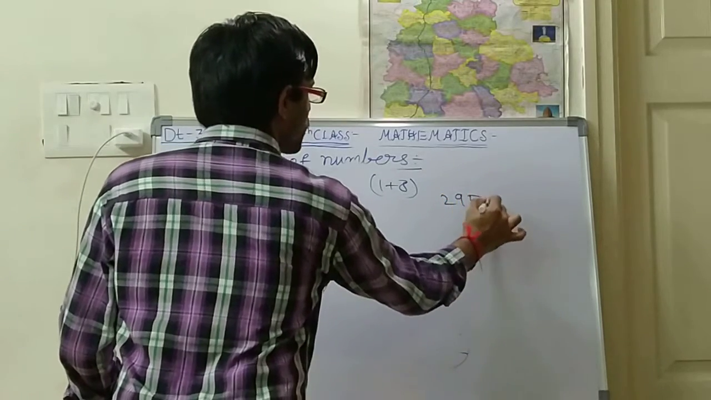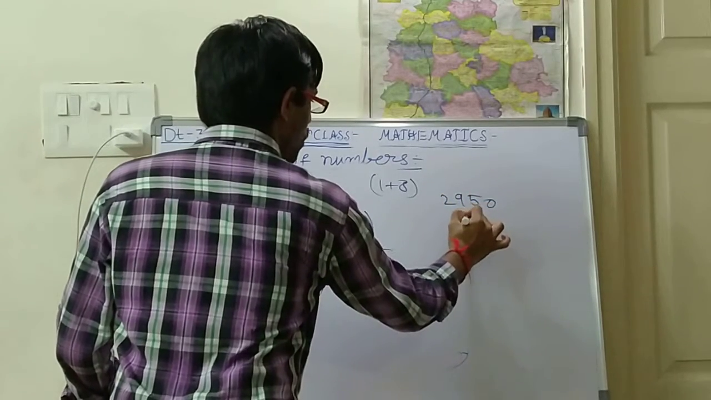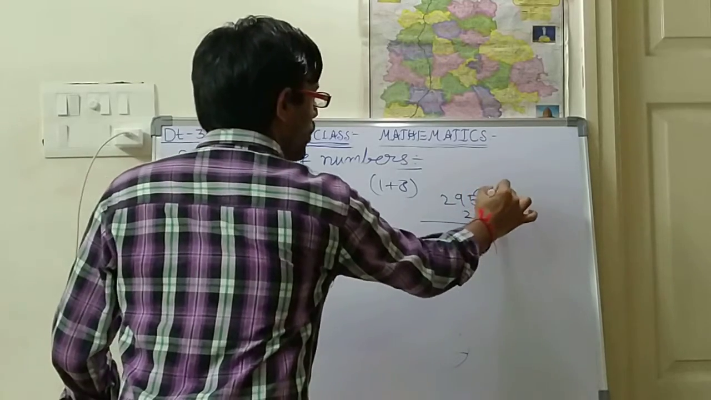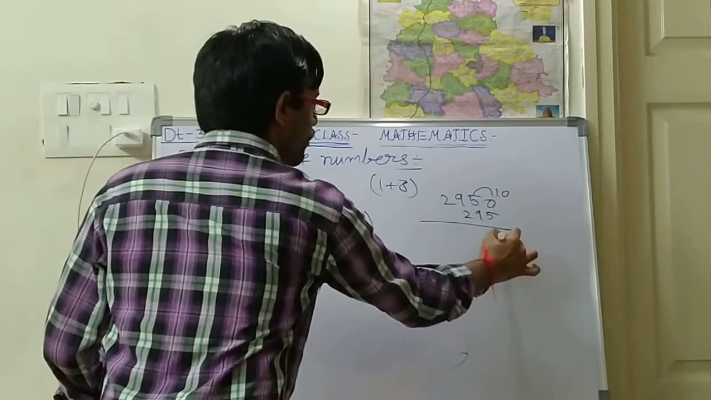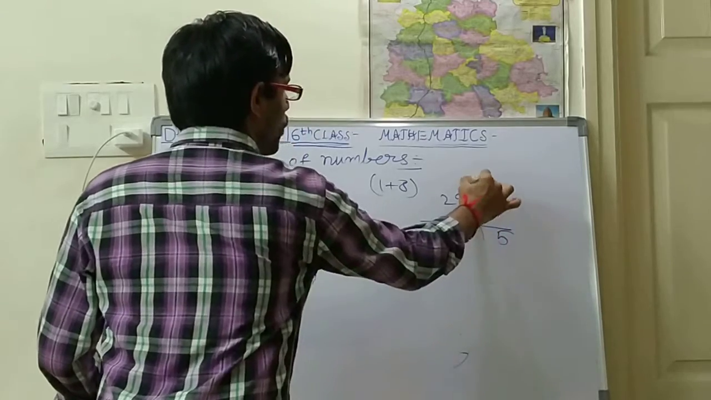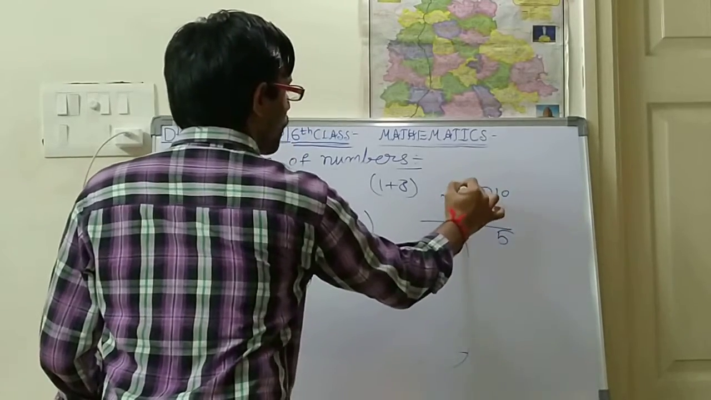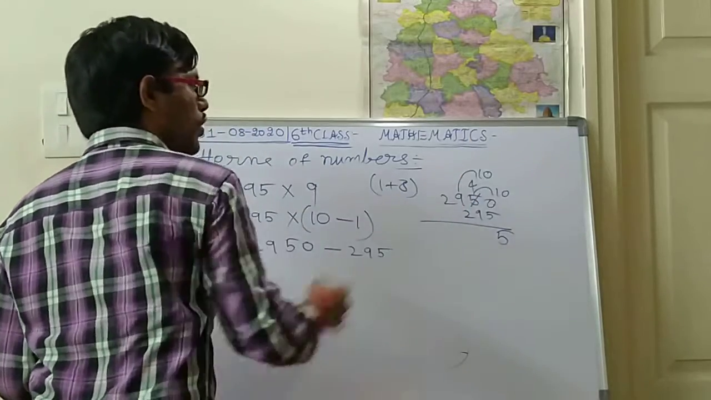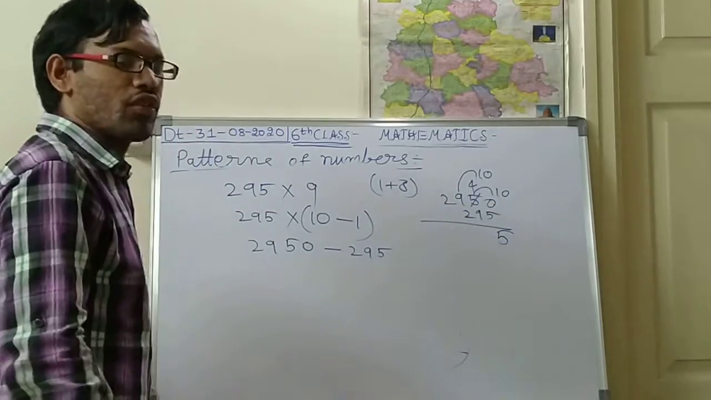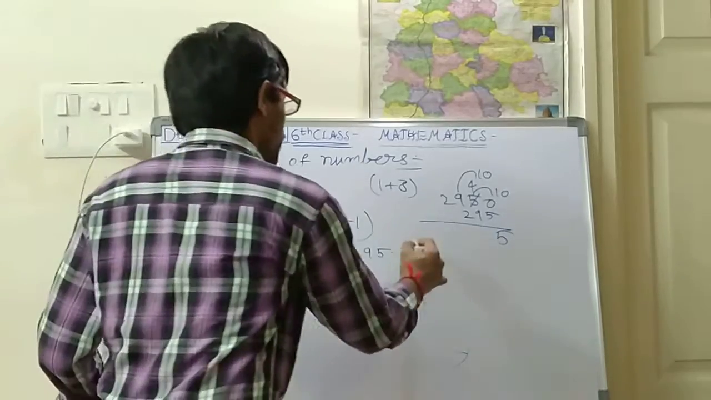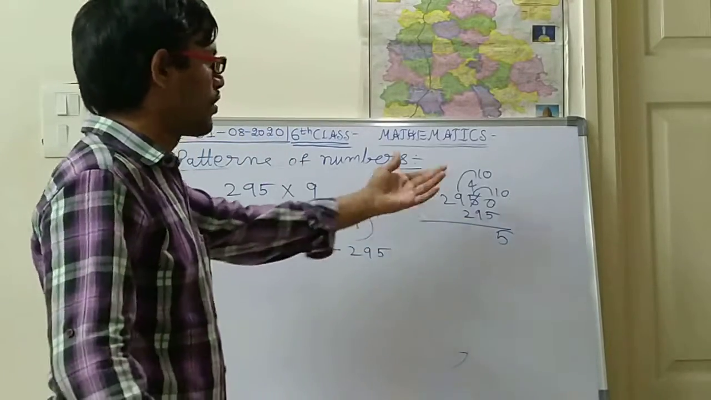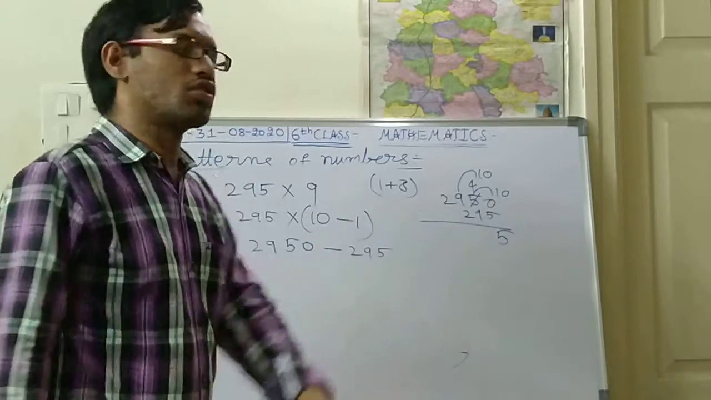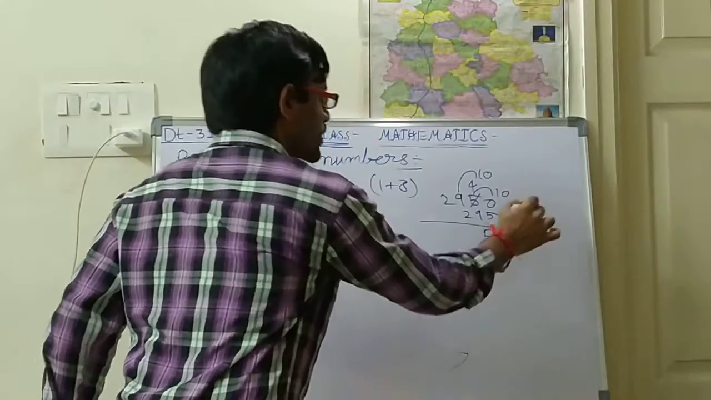You can do it like this. 2950 minus 295: from 0 you can't remove 5, so borrow, 10 minus 5 is 5. Next 4: you can't remove from 4, so again borrow, 10 plus 4 is 14. 14 minus 9, what is 14 minus 9? Count after 9: 10, 11, 12, 13, 14. So that is 5. Is it right, children?